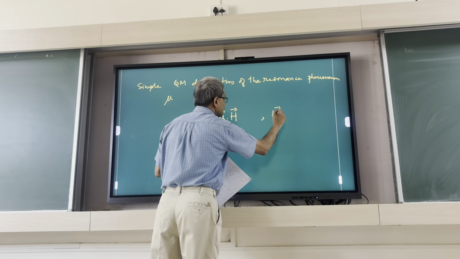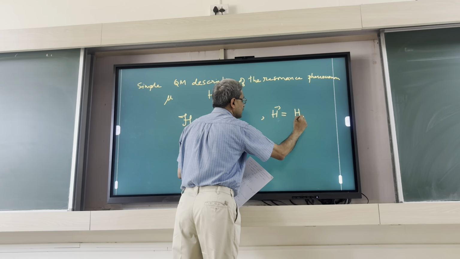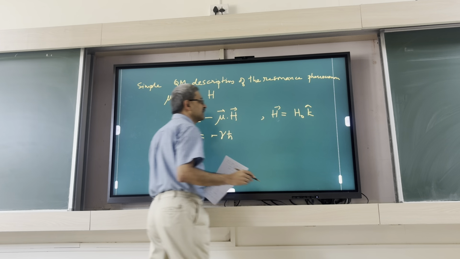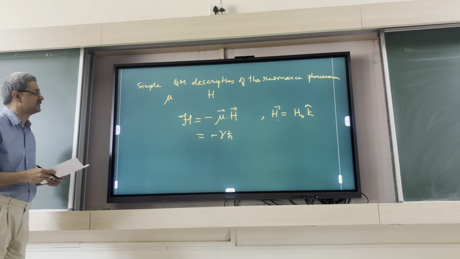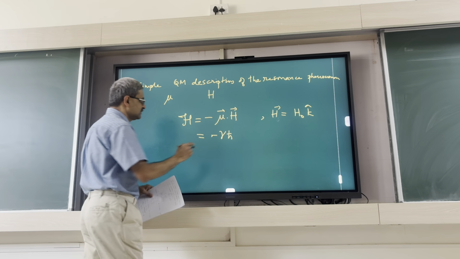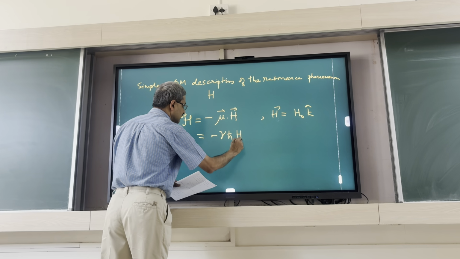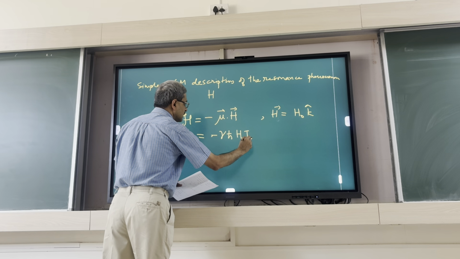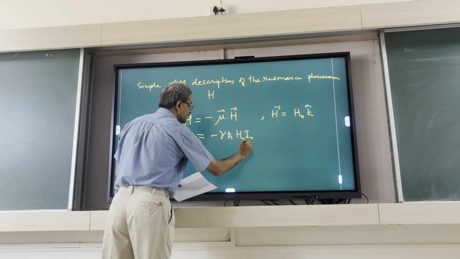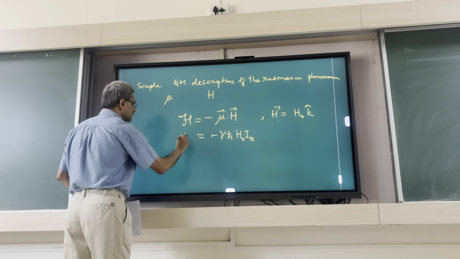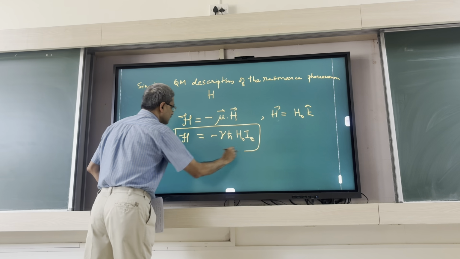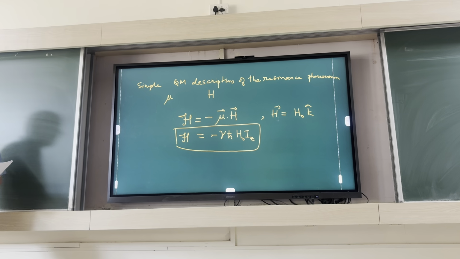So your H for this case is minus gamma h bar I dot H, and let's say we choose a constant, spatially uniform magnetic field, and we choose that as the z direction. So this is just minus gamma h bar H naught I z. That's my Hamiltonian.